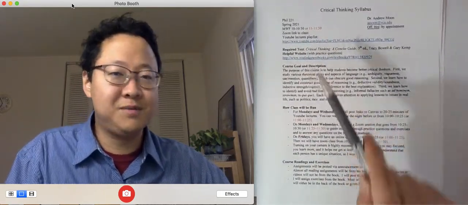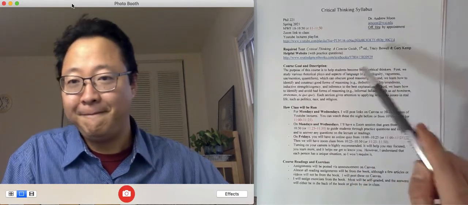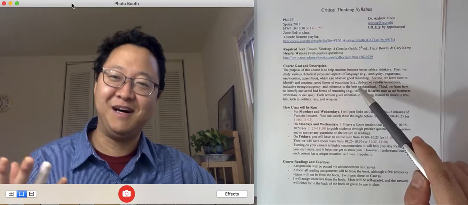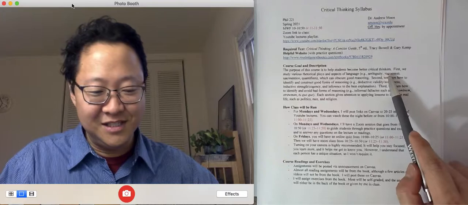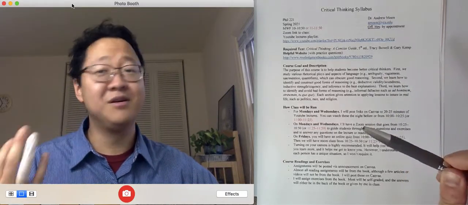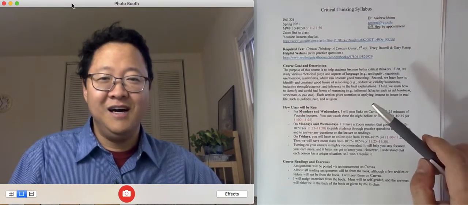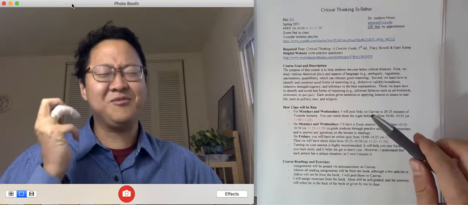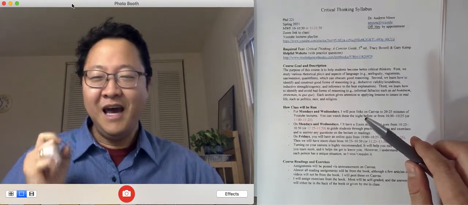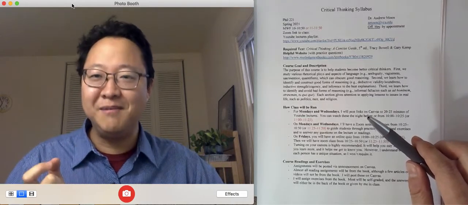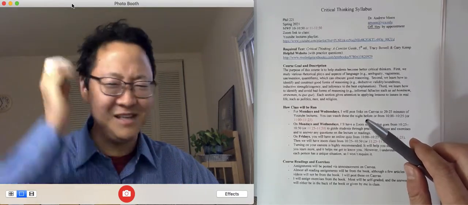Okay, course goal and description. The purpose of this course is to help students become better critical thinkers. Why do I care so much about this? This has become more and more of a passion of mine. The reason is, as I reflect on our political climate, our situation as a country in the United States, sometimes it really saddens me when I see what certain people believe, and not just what they believe, but why they believe it. Like, how could they have come to believe this claim or that claim?